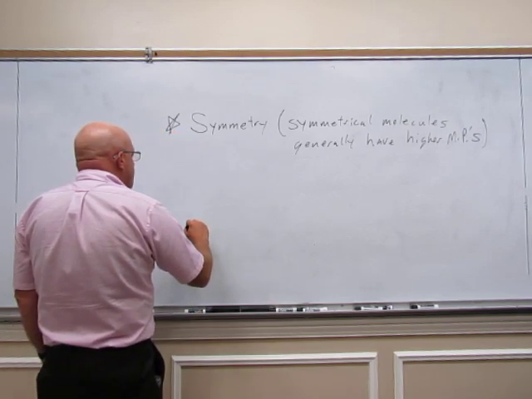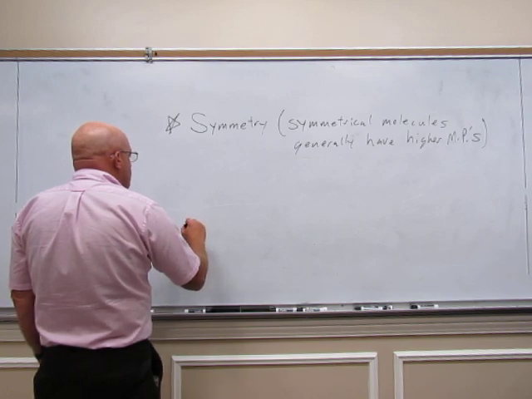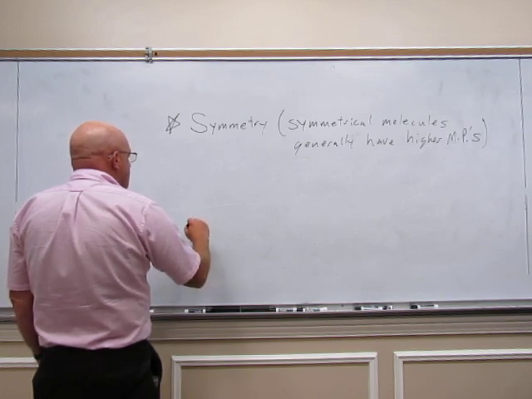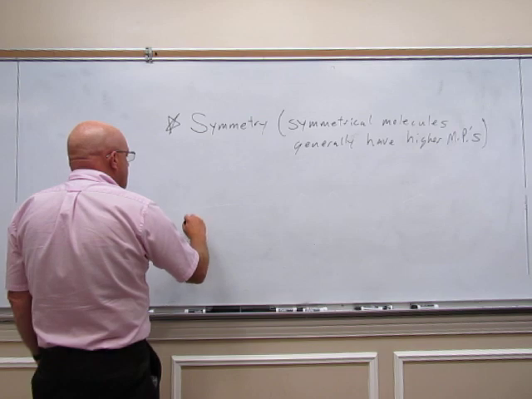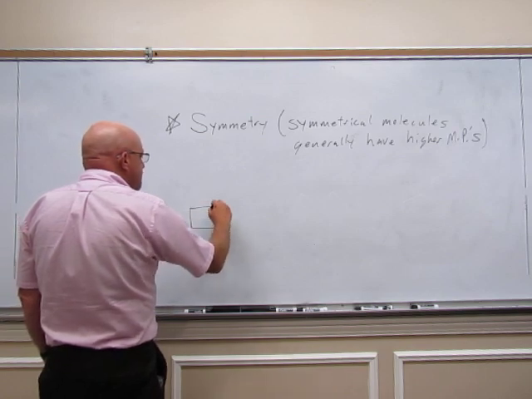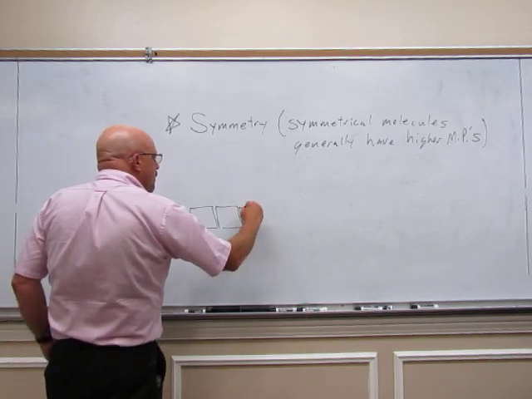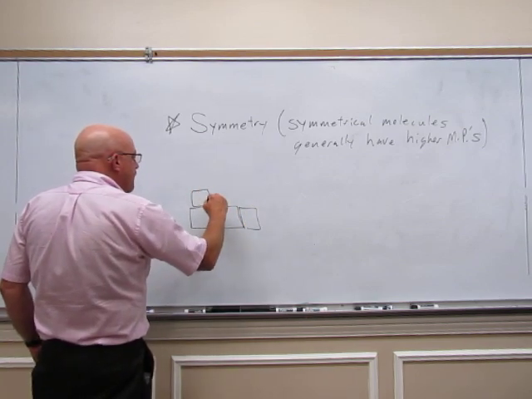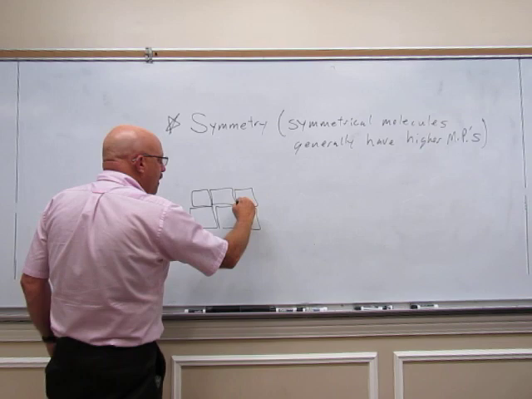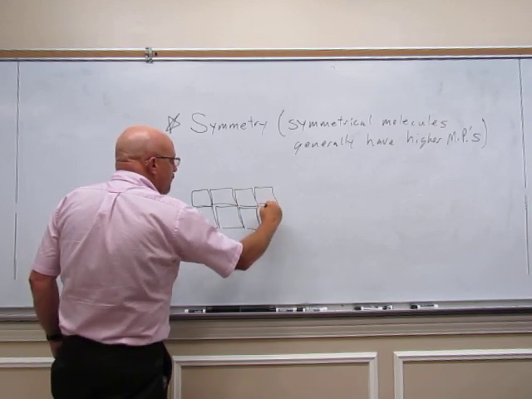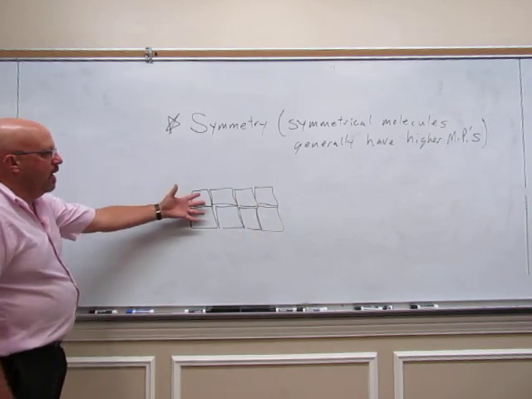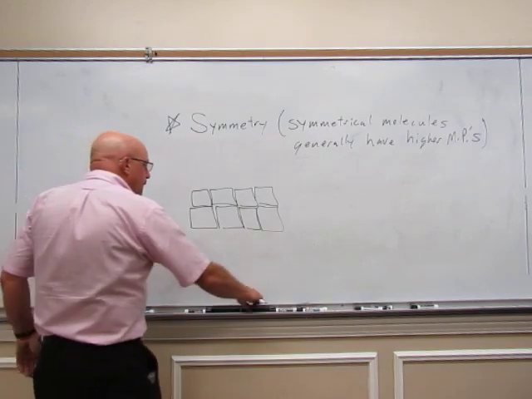Let's say we go back to my squares. Let's say that molecule is like a square. That's something that's symmetrical. You've got very little space in between the molecules, then the crystal is packed in very tight. That's going to have a high melting point.